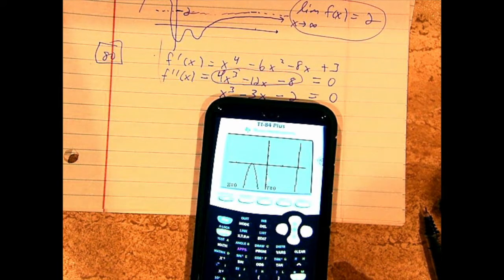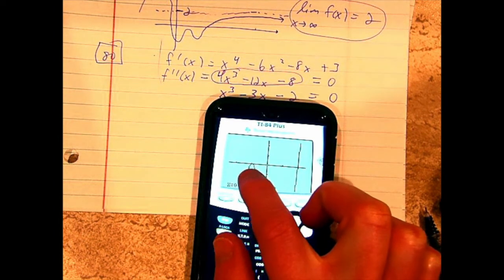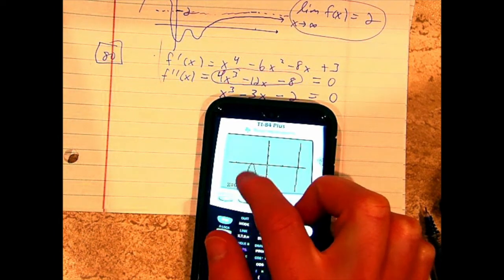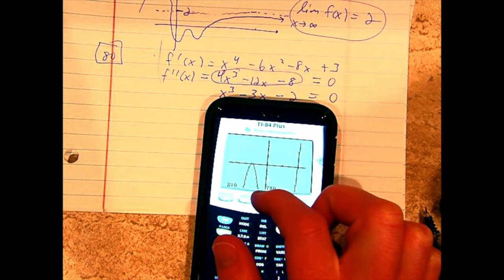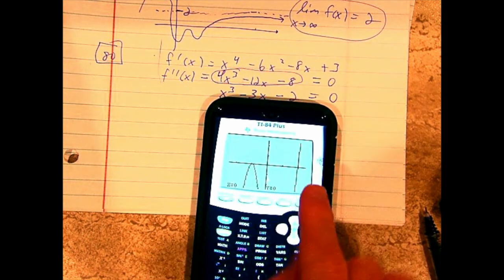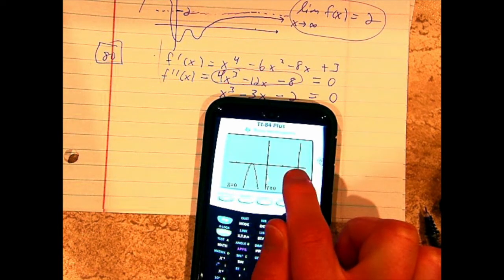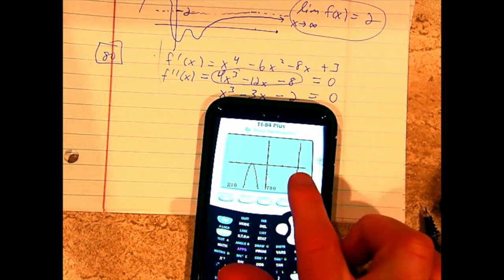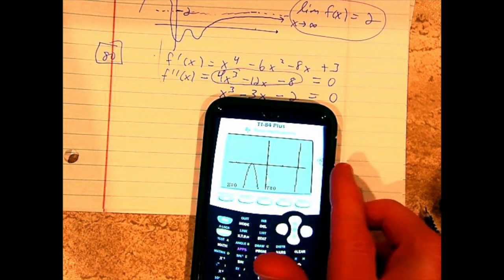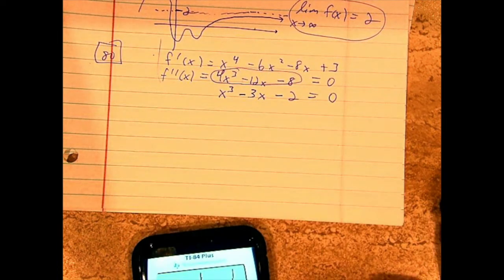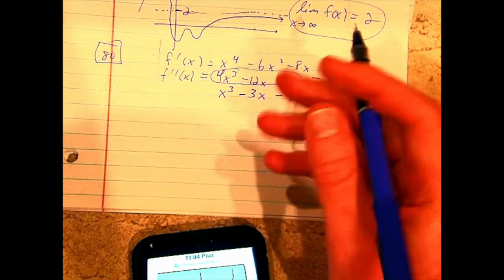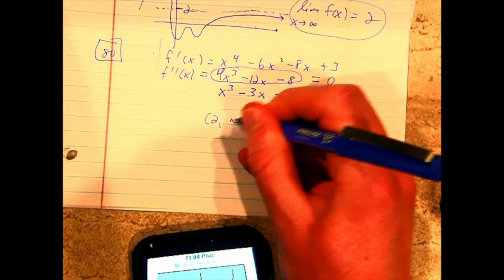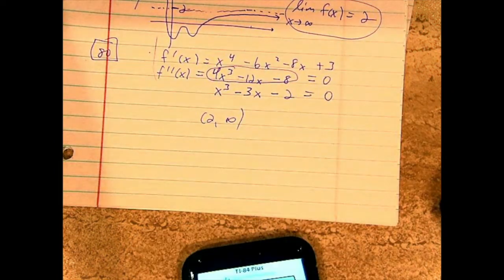Right, so I can see now that the graph doesn't actually cross the x-axis here. It just bounces off of it. And then it's only actually positive at this value and to the right, which is for that x value is 2. So 2 to positive infinity is where the second derivative is positive. That's where it's going to be concave up, so 2 to positive infinity.